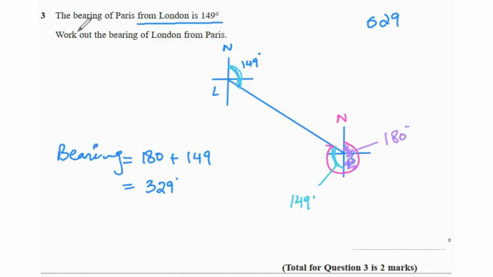Other than that, when it says the bearing of, in this case, Paris from London, so you draw the angle at the place where the bearing is measured from. So 149 degrees drawn at London gives us this. So this is the position for Paris. So these are the main things you need to know for bearing. And if you understand these things, then you will be easily able to solve questions for bearings.